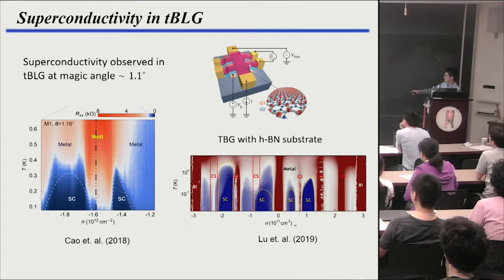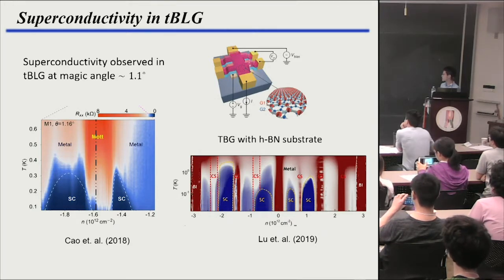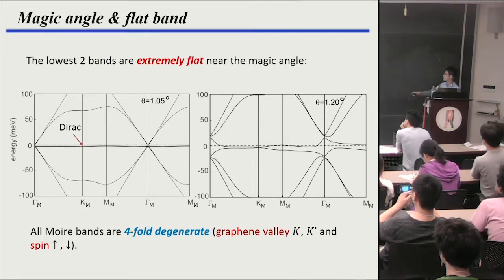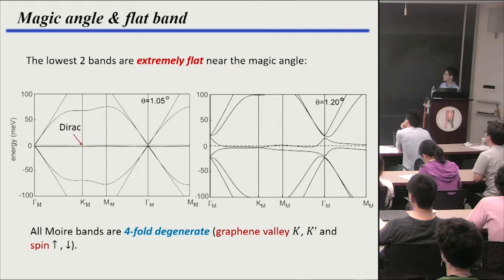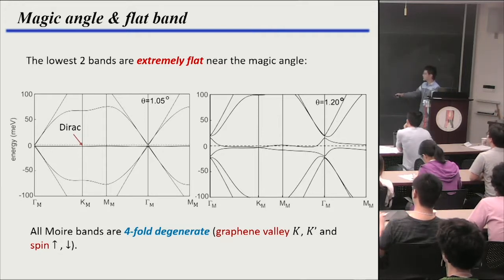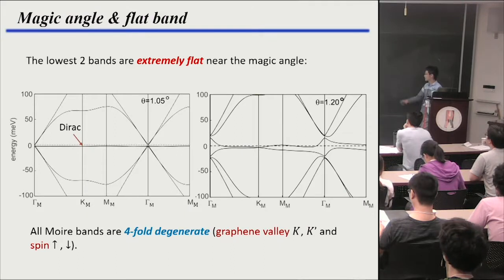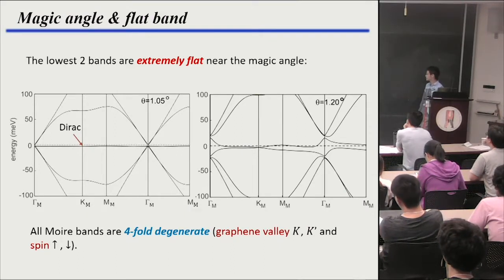And this superconductivity is only seen when you're near the magic angle. The magic angle, I didn't mention previously, is defined such that if you look at the band structure of twisted bilayer graphene, when you're near the magic angle, you would find the lowest two bands become extremely flat. So that means this superconductivity is really happening in these very flat bands. Therefore this is a motivation that we should consider superconductivity in flat bands.